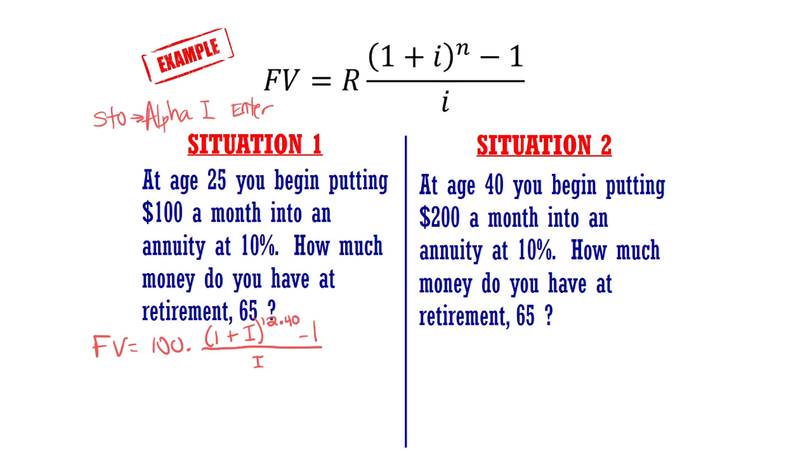I'm going to do 1 plus I. And then I would probably just hit enter. I could do the parentheses and then raise it to the power. And I know 12 times 40 is 480. So then I'm going to take it to the 480th power. You should be doing this on your calculator. And then I could press enter, subtract the 1. And at that point, I have the entire numerator. And then I'm going to divide it by alpha I.